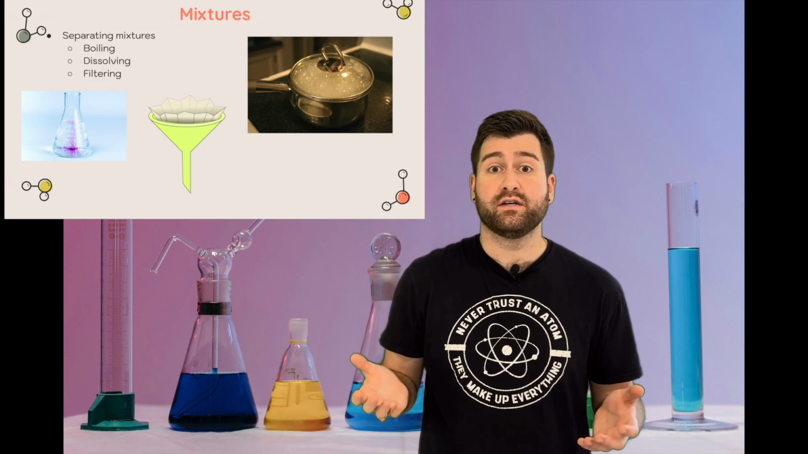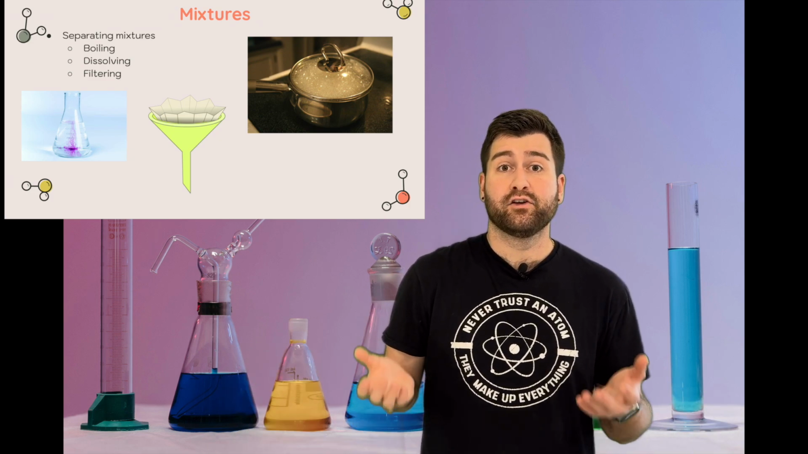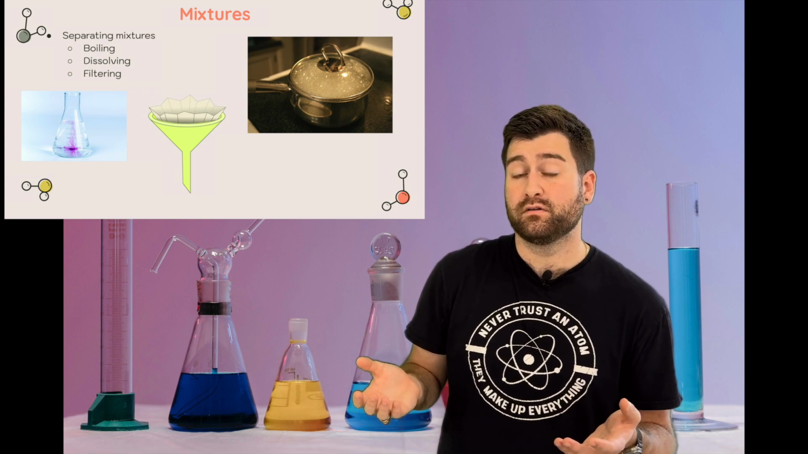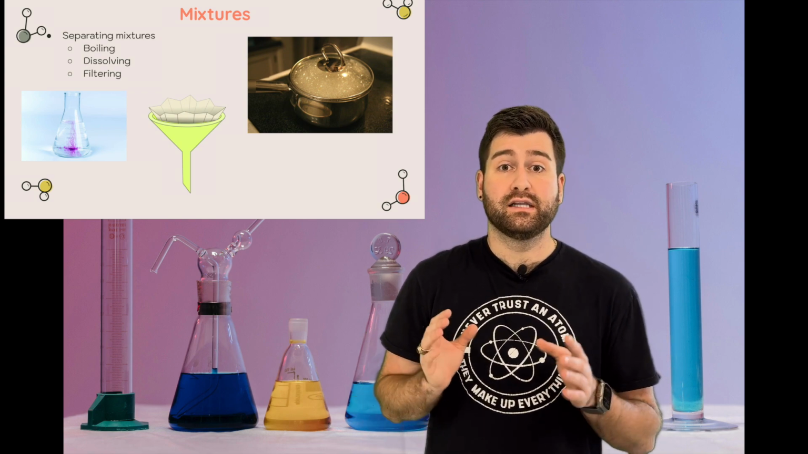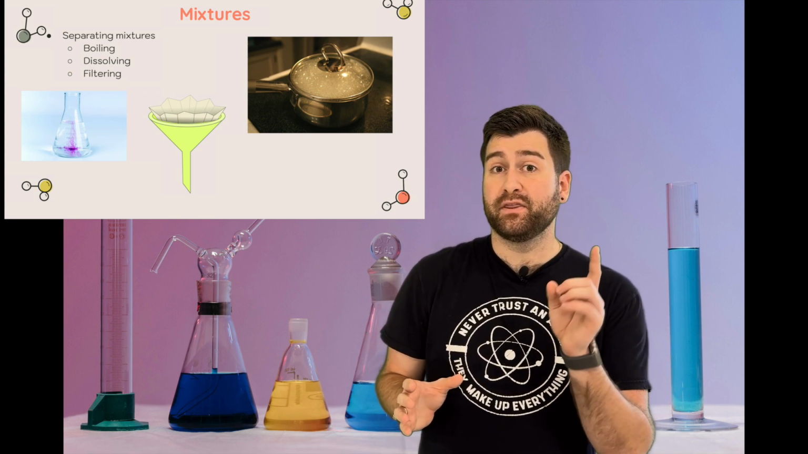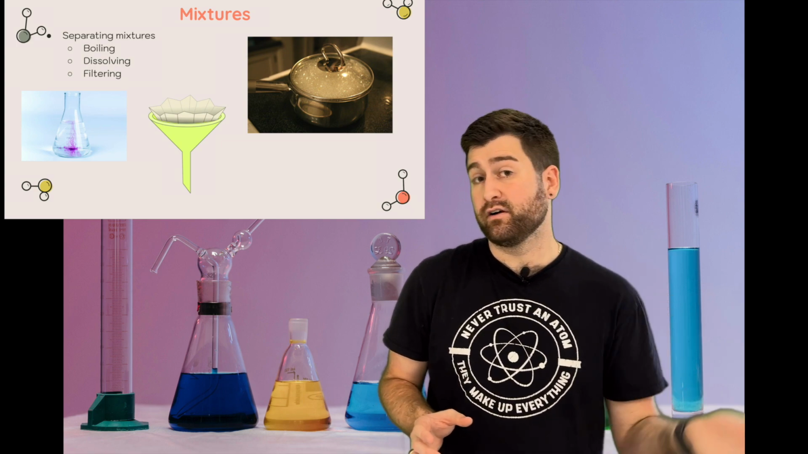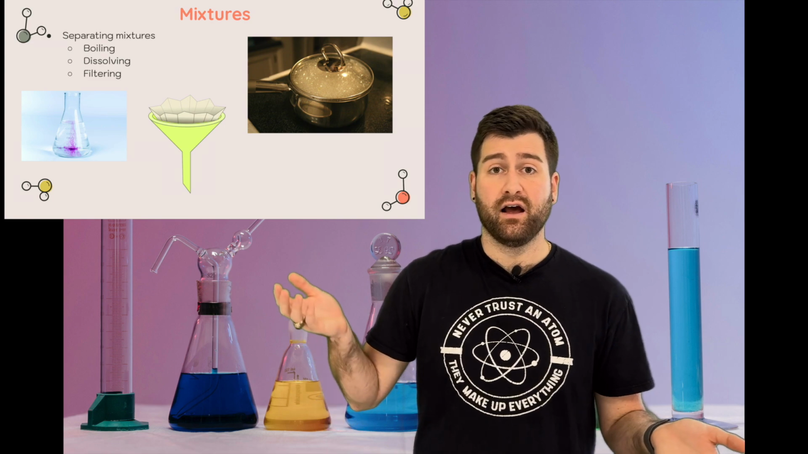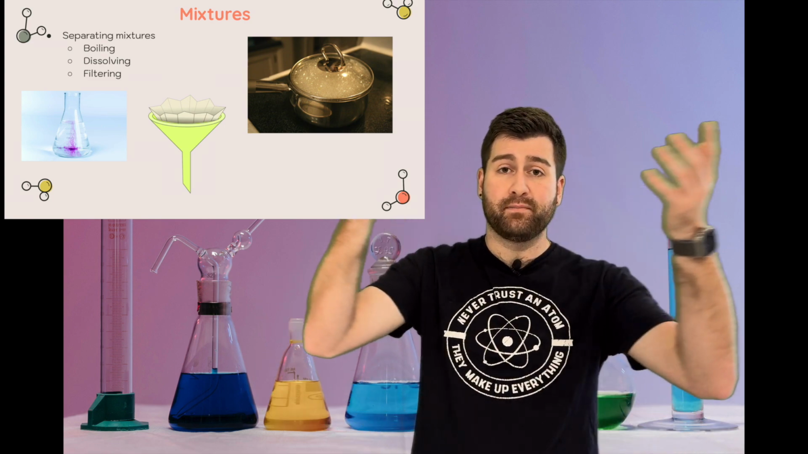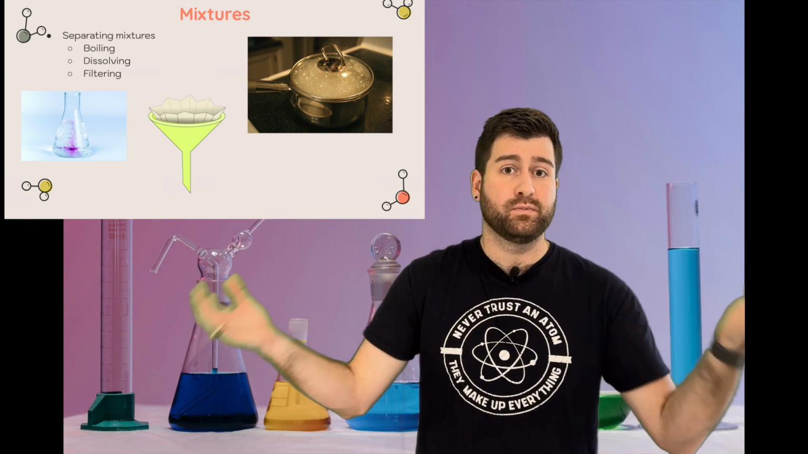Once the sugar water is separated from the sand, the sugar water can then be boiled. Boiling will cause the liquid to evaporate, but the sugar will remain. So in the end, we will have a container of sugar and a container of sand, and the water will have evaporated into water vapor and be dispersed throughout.